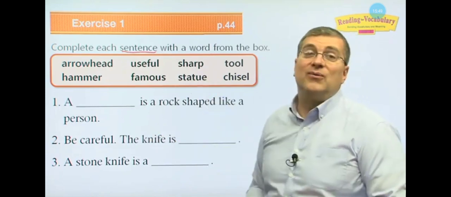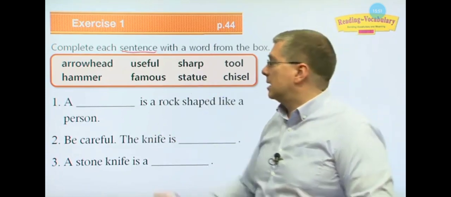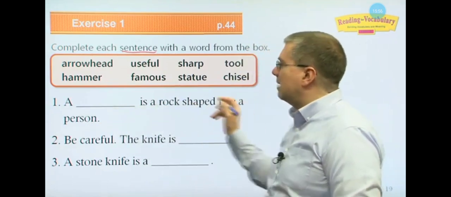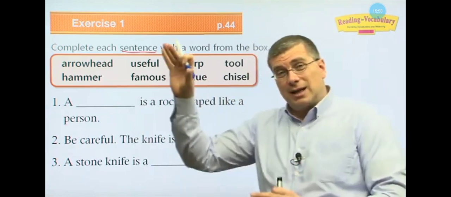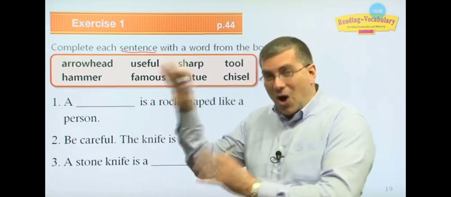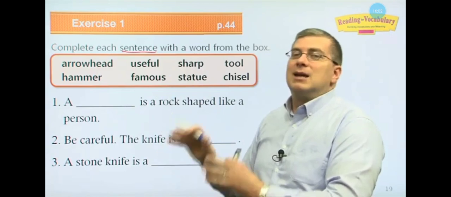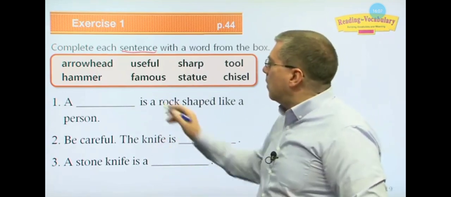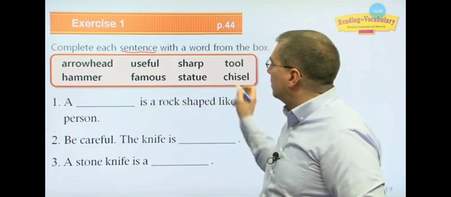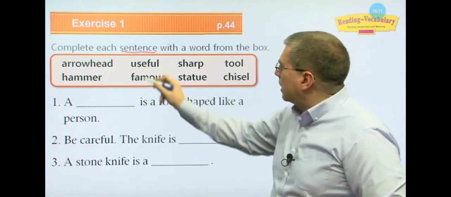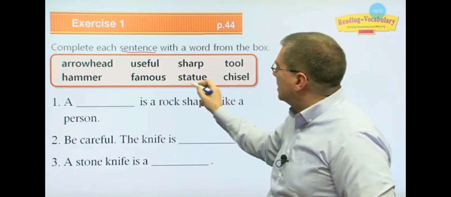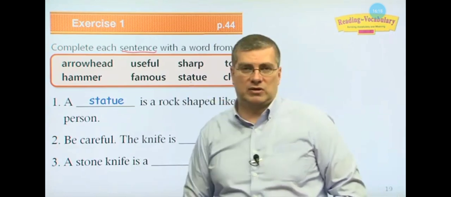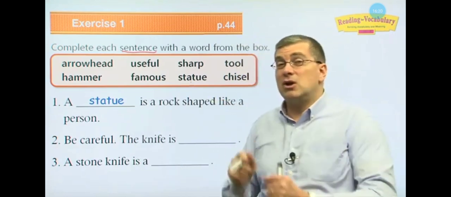Number one, a blank is a rock shaped like a person. What kind of rock is shaped like a person? The answer is statue. A statue is a rock shaped like a person. And remember, you have to be very good at it to shape a rock like a person.